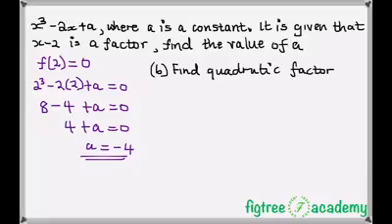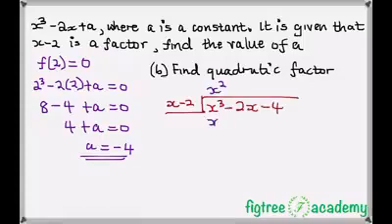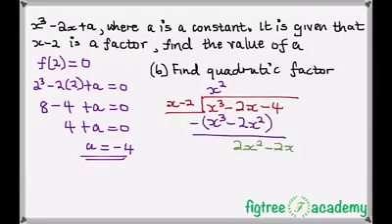Then part B, find the quadratic factor. To find the quadratic factor, we divide by one of the factors, a linear factor. So this is a cubic polynomial, which means we can have a linear factor and a quadratic factor. Therefore let's divide, using the long division we learned from previous lessons.